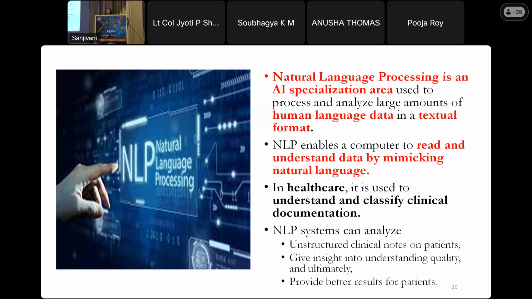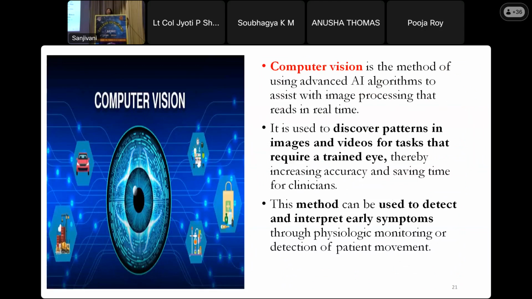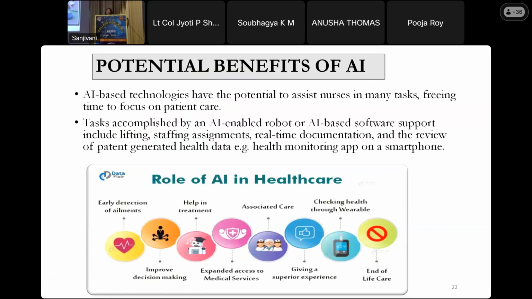Now, computer vision, we are all aware of this. The very common examples of computer vision are your CT angio, your thallium stress test, your MRI, your CT scan, and the computerized X-ray that we have nowadays. So much so, even the treatment modalities are now at the top-end level with electronic devices. We already know the potential benefits of AI.